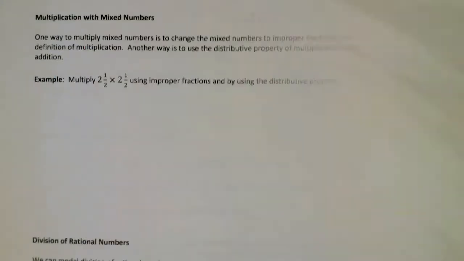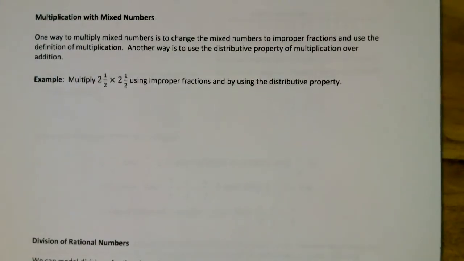All right, on the next page, this deals with multiplication of mixed numbers. One way to multiply mixed numbers is to change the mixed numbers to improper fractions and use the definition of multiplication. Another way is to use the distributive property of multiplication over addition.